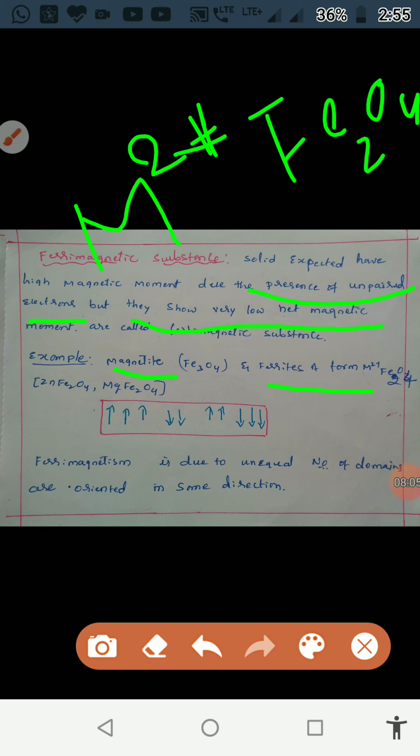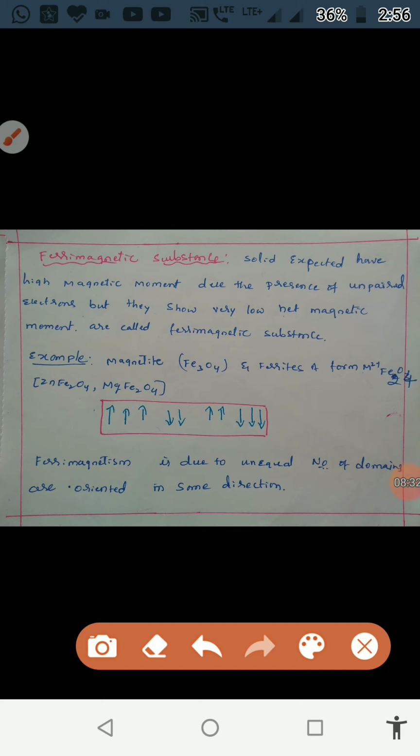We can take ZnFe2O4 and MgFe2O4 as examples of ferrimagnetic substances. Here the ferrimagnetism is due to an unequal number of domains being oriented in the same direction. We can see unequal numbers of domains oriented in the same direction. Therefore, they exhibit ferrimagnetism.